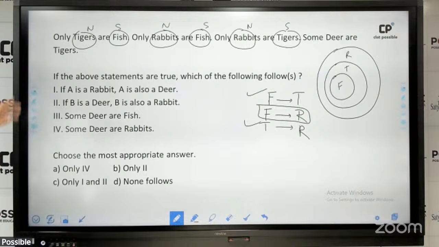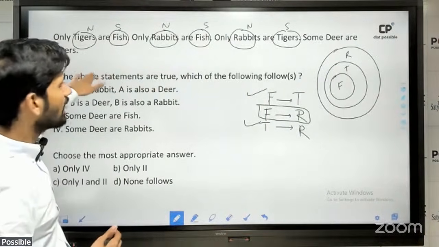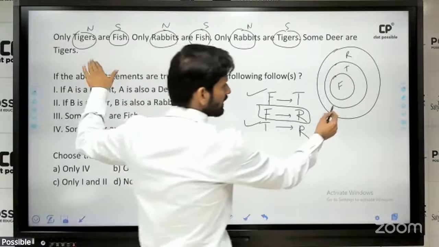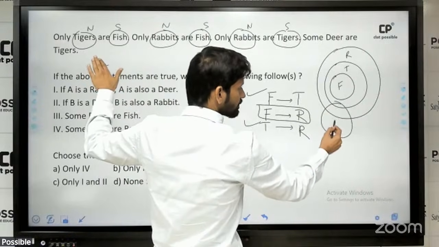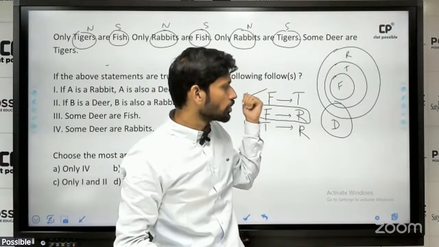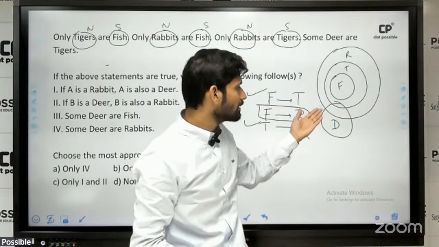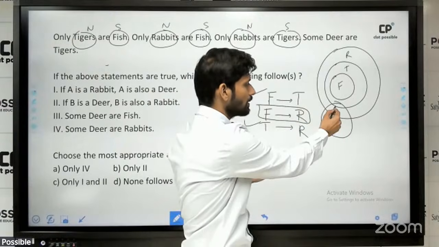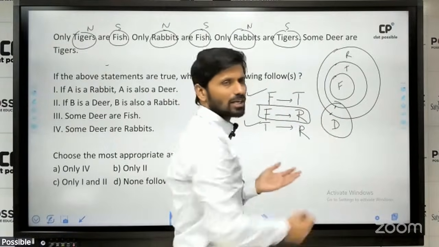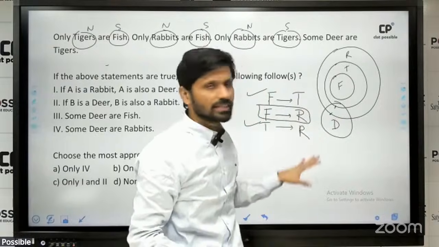Now let's look at these, and then the statement is some deer are tigers. So some deer are tigers is this, right? Again, it's not purely a minimum overlap diagram, but we can do with this. In a pure minimum overlap diagram this part would coincide with that one, but that's okay. We will be able to do the question with this diagram.